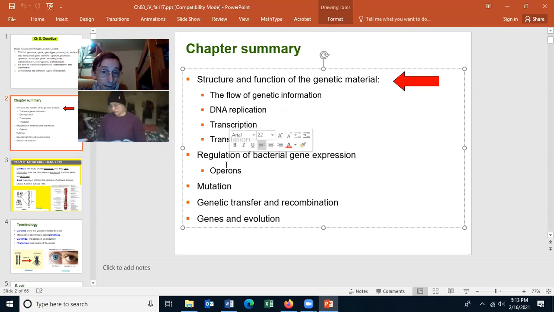Then we'll move and look at regulation of bacterial gene expression, meaning looking at the regulation of genes, and how that's done is with the operons. We will look at mutations, and you'll do that in your worksheet. And we will look at the genetic transfer and recombination. And then lastly, we'll talk about genes and evolution. Any questions about what we're doing?